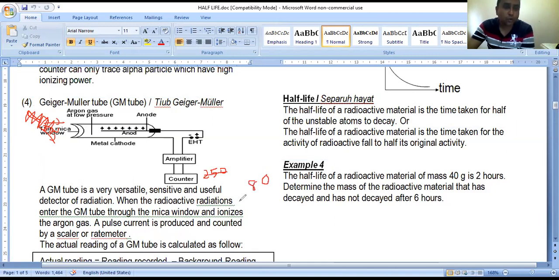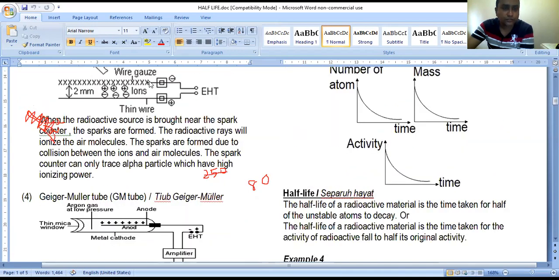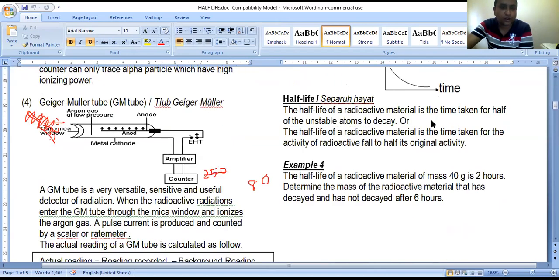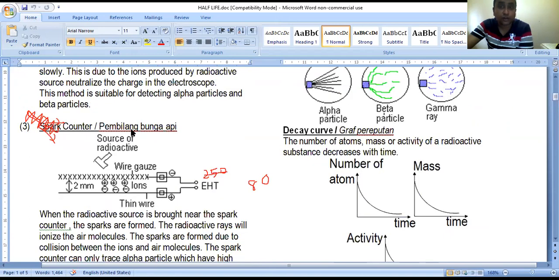Okay, 80. Now, why doesn't it go to 0? Because this GM tube can also detect what we call background radiation, or background reading. Background reading is made from naturally present radioactive material on Earth, for example stone, sand, fossil, and so on. They do emit radiation, but it's not very strong. So this radiation can be detected by the GM tube. So I call it background radiation.